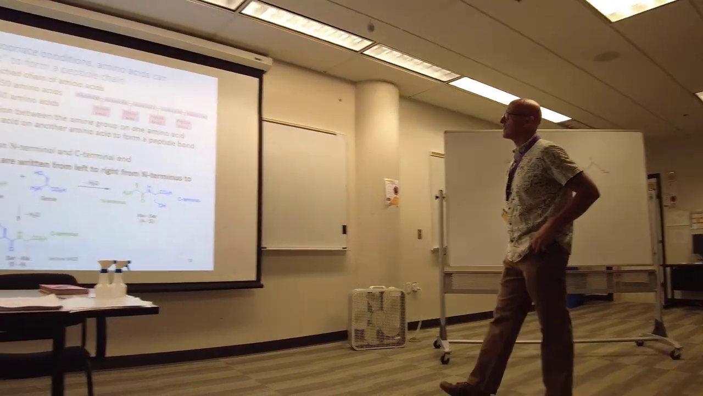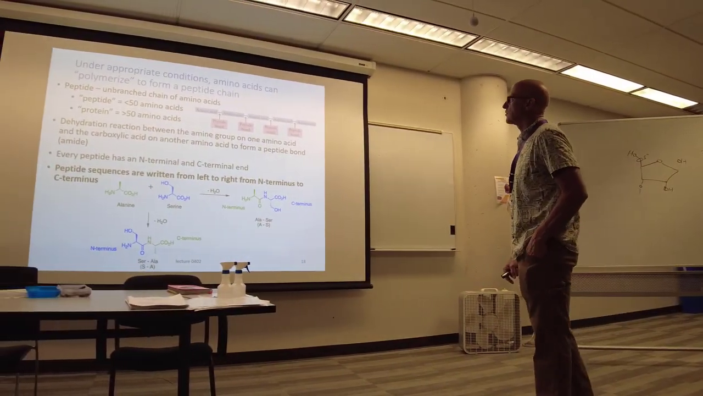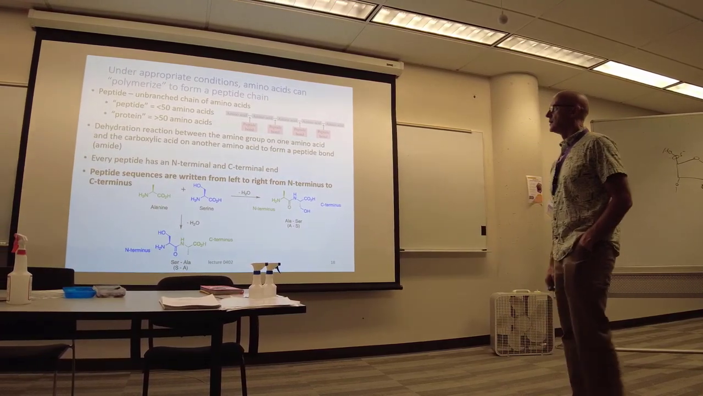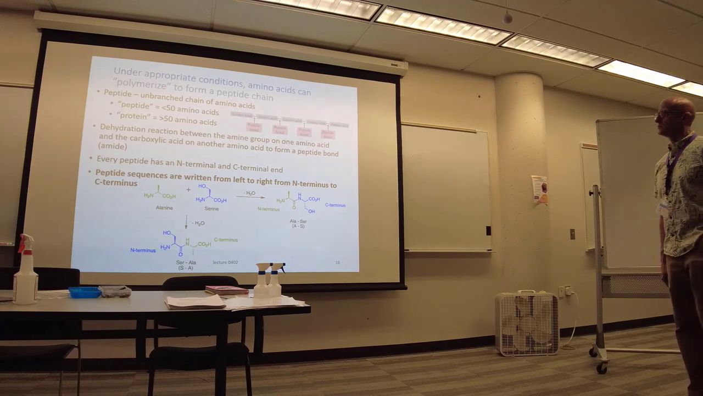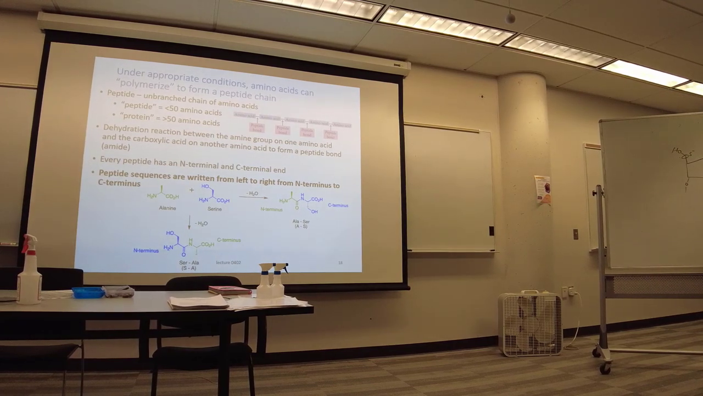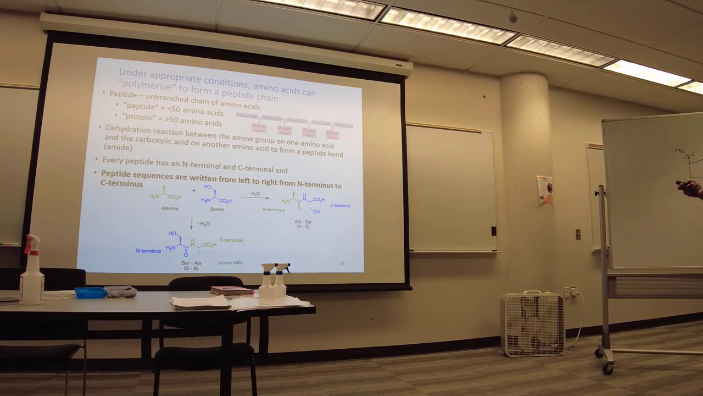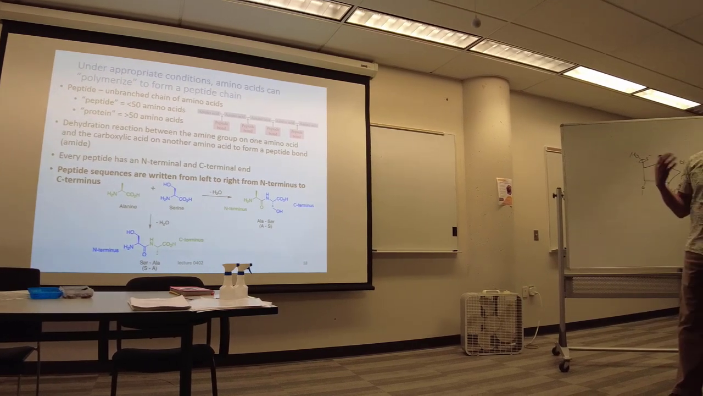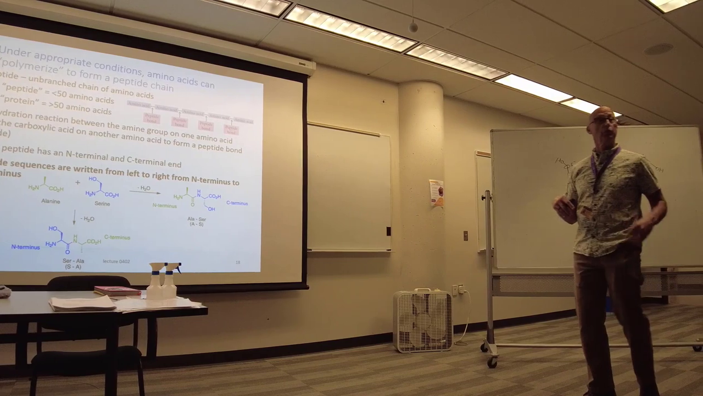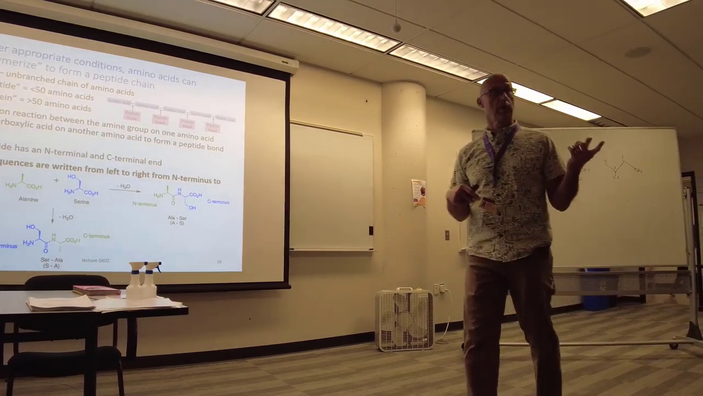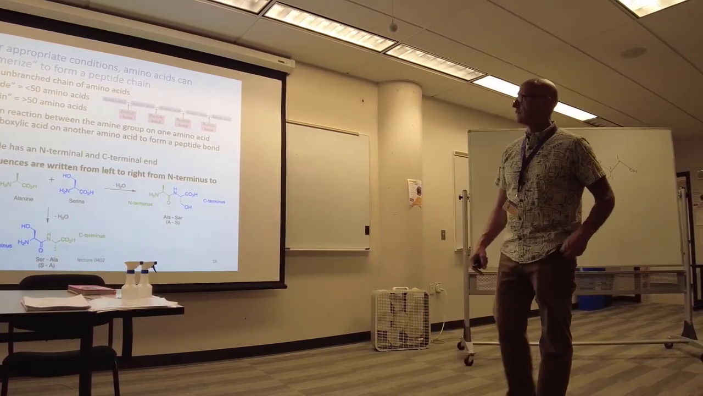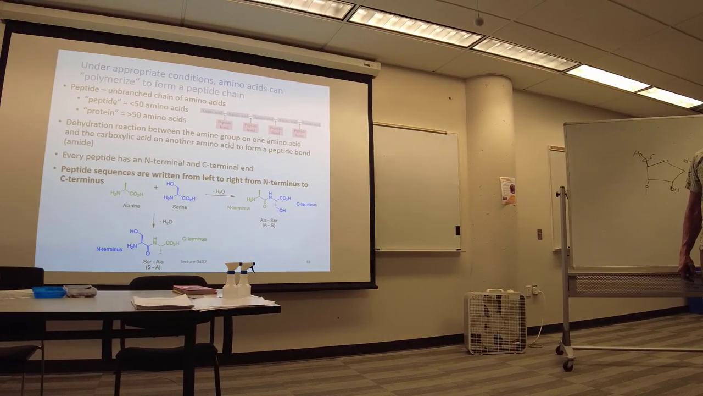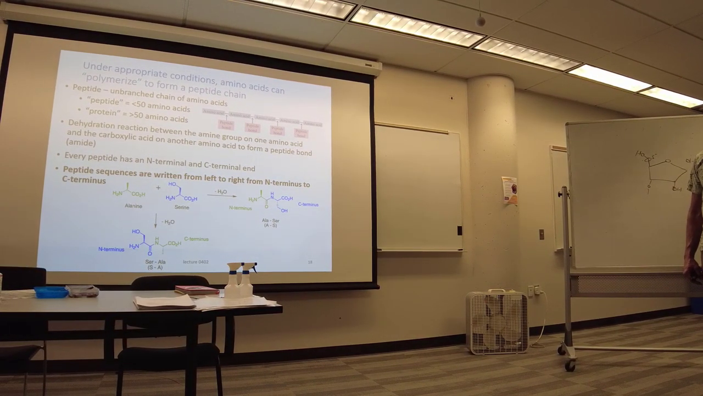Okay, under appropriate conditions, amino acids can polymerize to form the peptide chain. Well, okay, we know that. So she actually gets down to numbers. I don't subscribe to this, and I'll show you why later. I don't, because I've seen proteins that are four amino acids long. I don't know if I buy all that. So I'm not going to ask that.